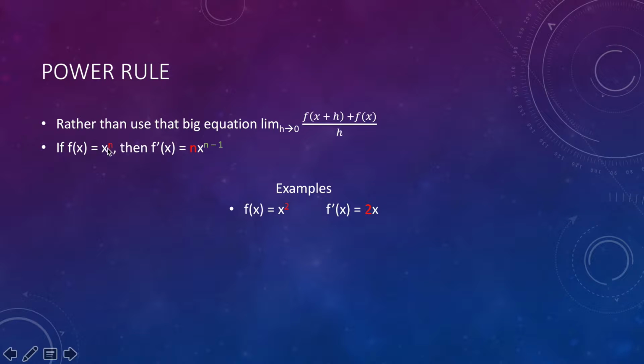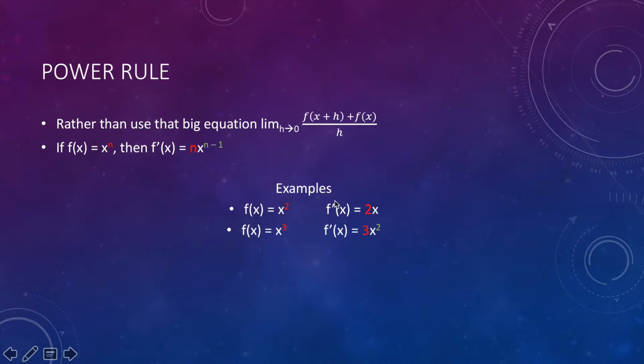So all you do is take that power, put it in front, and then subtract 1 from that power. So if I ask you to find the derivative of x squared, then you take the 2, you put it in front, and you subtract 1 from this right here. That leaves you with 2x to the power of 1.